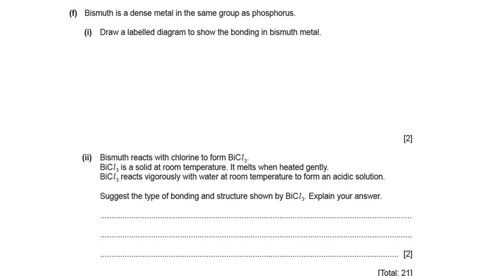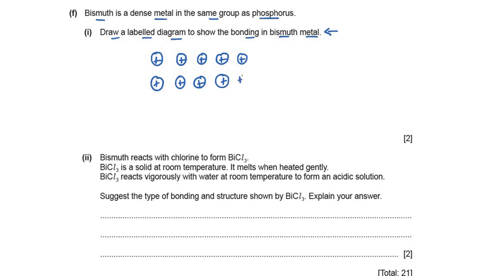Next sub question says bismuth is a dense metal in the same group as phosphorus. Draw a labeled diagram to show the bonding in bismuth metal. Now it's clearly said that bismuth is a metal, so the only bonding present in bismuth is metallic bonding. So what I suggest is that the metallic bonding structure has regularly arranged positive ions. So we can draw positive ions in a regular pattern, one after the other. Here are the circles I'm drawing to represent the positive ions. You can draw them bigger, but I'm not drawing them bigger because of the shortage of time.